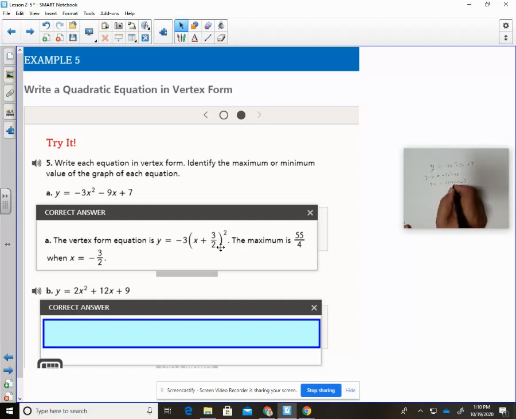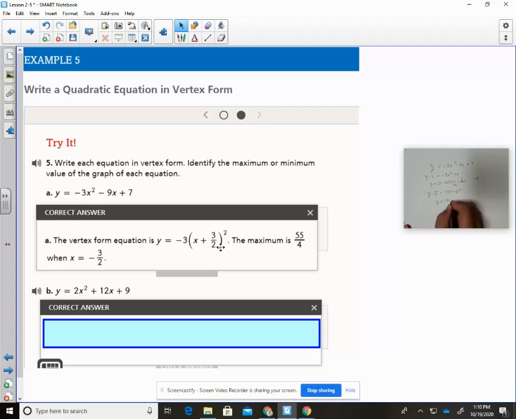And so then I would take 3 over 2, square that, it's 9 over 4. But again, I'm adding negative 27 over 4 to this side. So what do I have to do? I have to add 27 over 4 to this side. So then I would have y minus 55 over 4 equals negative 3 times x plus 3 halves squared. Then I would have to take this back over to get at the vertex.